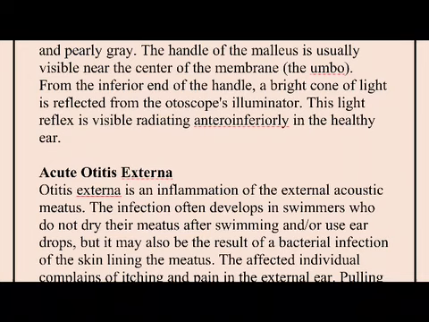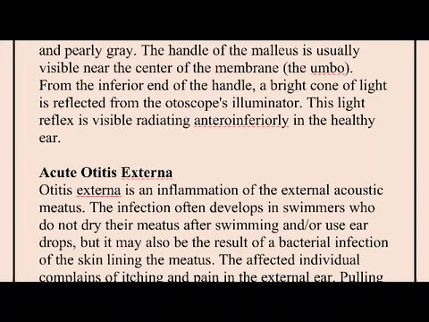Then from the inferior end of the handle of the malleus, you have a bright cone of light reflected from the otoscope illuminator. When this is reflected, what happens? The light reflex is visible, radiating anterior-inferiorly in the healthy ear, so you can see the interior of the ear clearly.